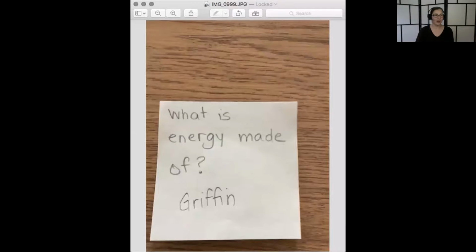Right. Well, I'm going to stay on with the sort of general questions here. I just have to find an image. I have an image of a question to share with you. So we have Griffin, who is either a grade 2 or 3 student in Ms. Zorzetto's class, and this class would like to know, what is energy made of?